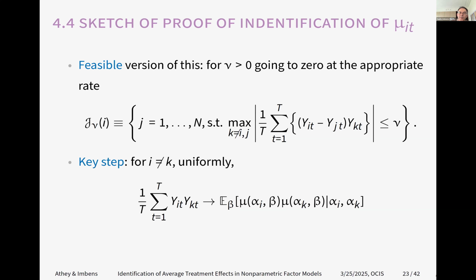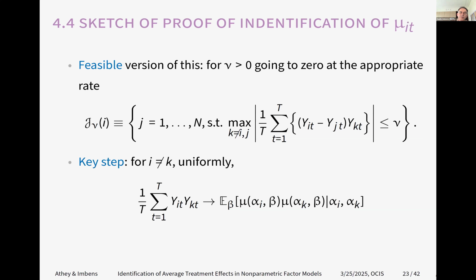We need n and t to be large. We need t to be large so that for any pair i and k, we estimate that average very well. But then we need n to be large so that we have enough units k to actually compare the covariance, to make sure that the covariance is close to 0 for all other units. And so it's going to be a somewhat delicate balance between having both n and t be large.